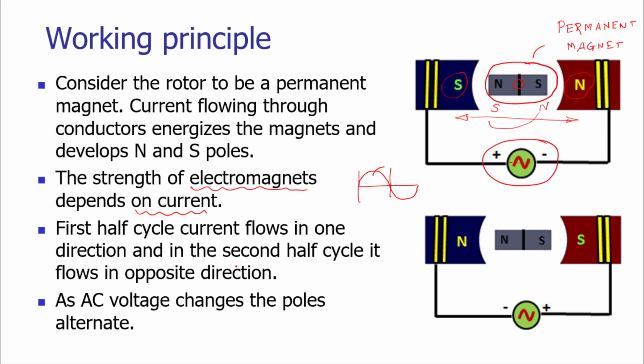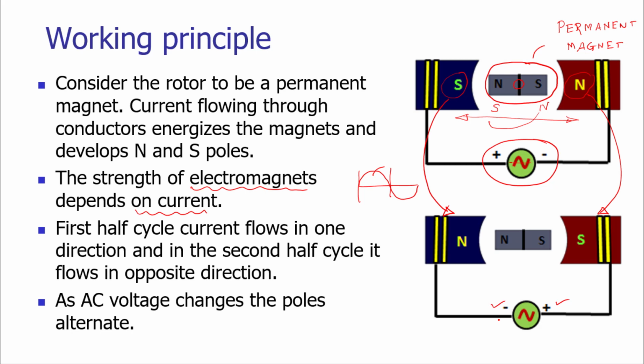Now for the next half, as you can see, the polarity is changed. For the next half, the south pole has become the north pole and the north pole has become the south pole. We are reversing its polarity by reversing the direction of flow of the current.